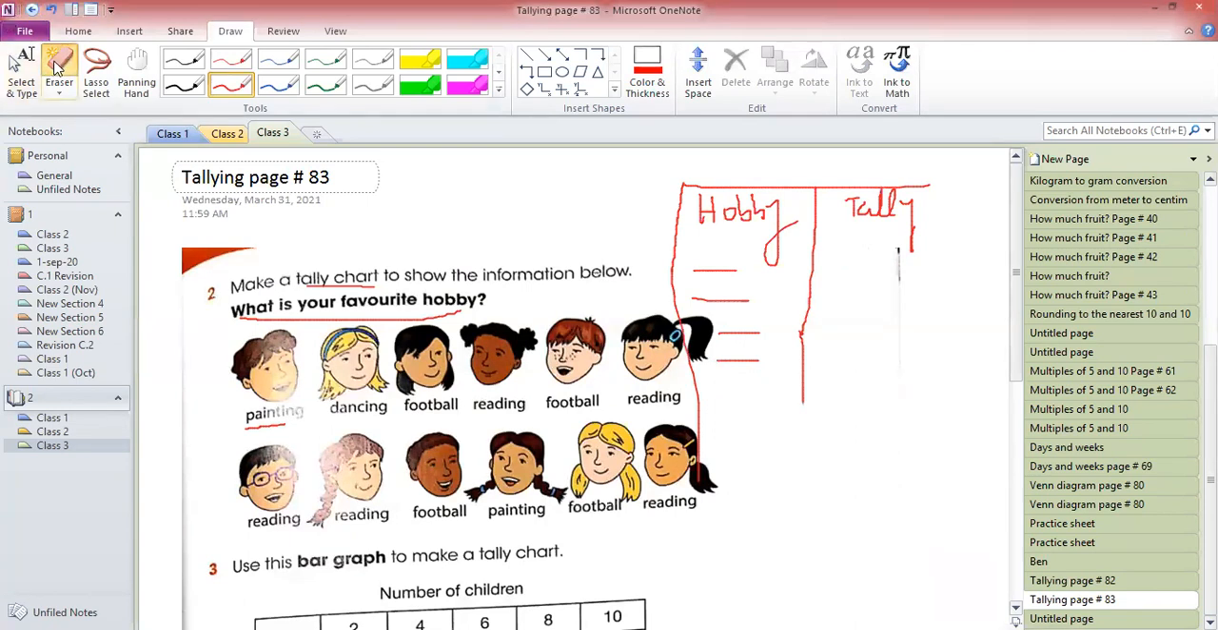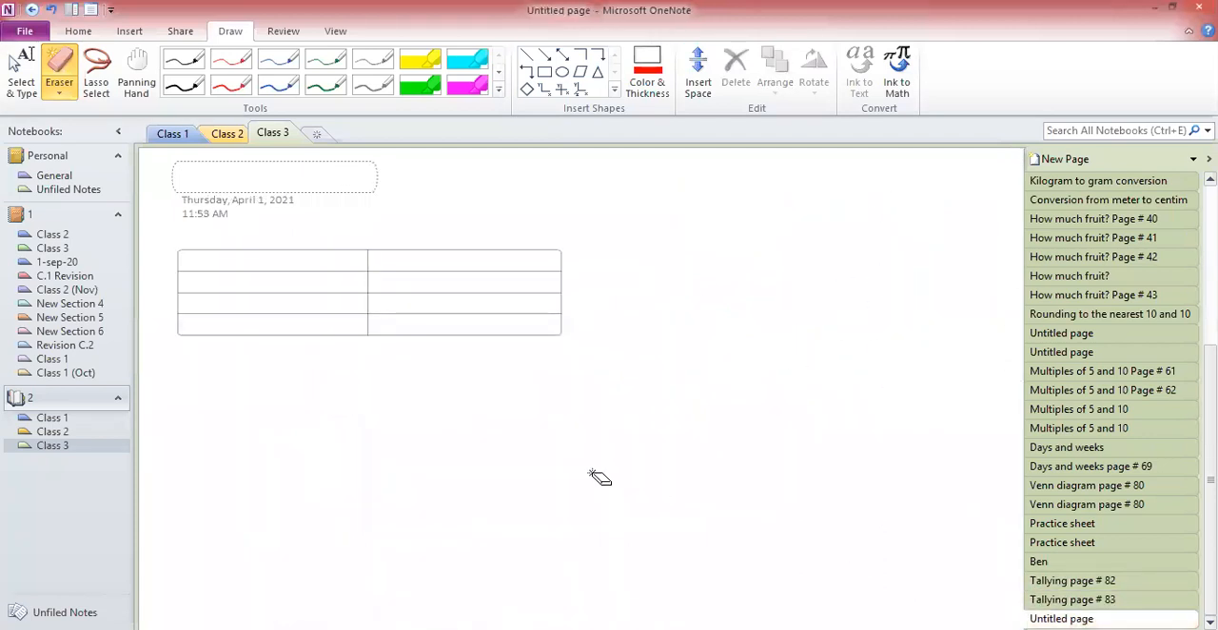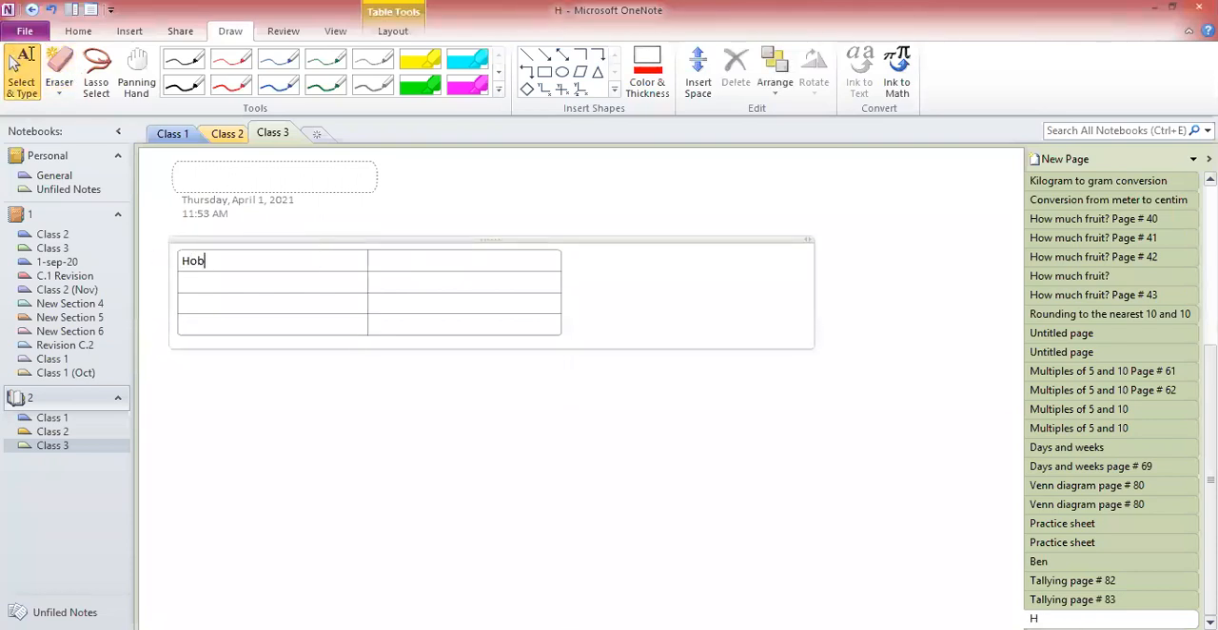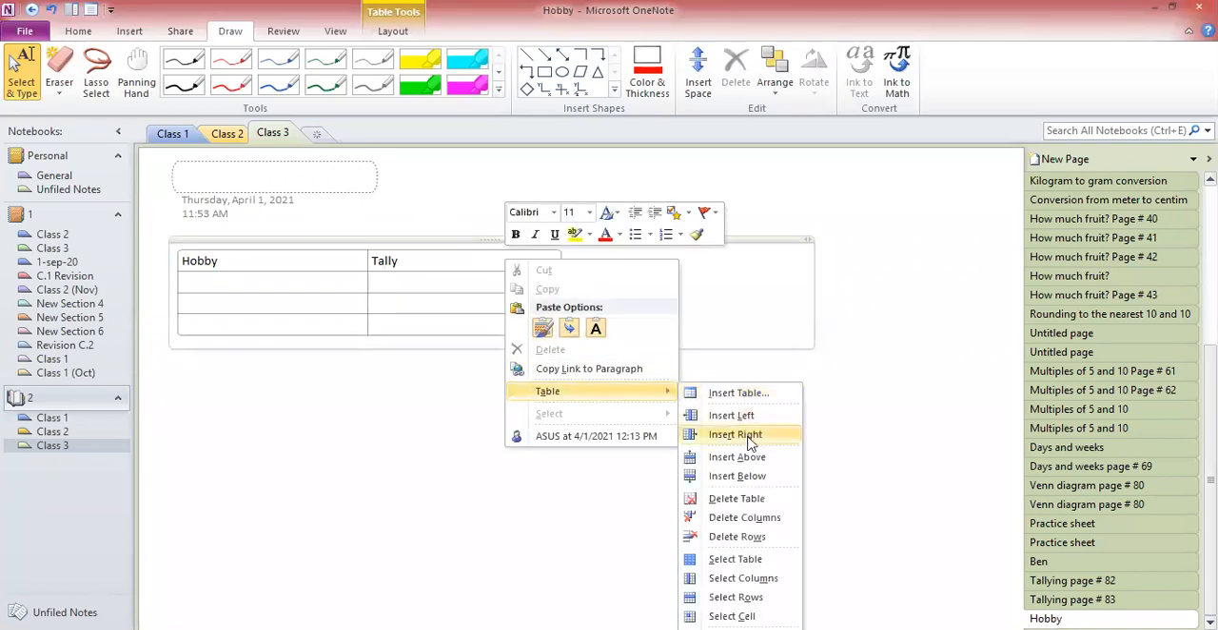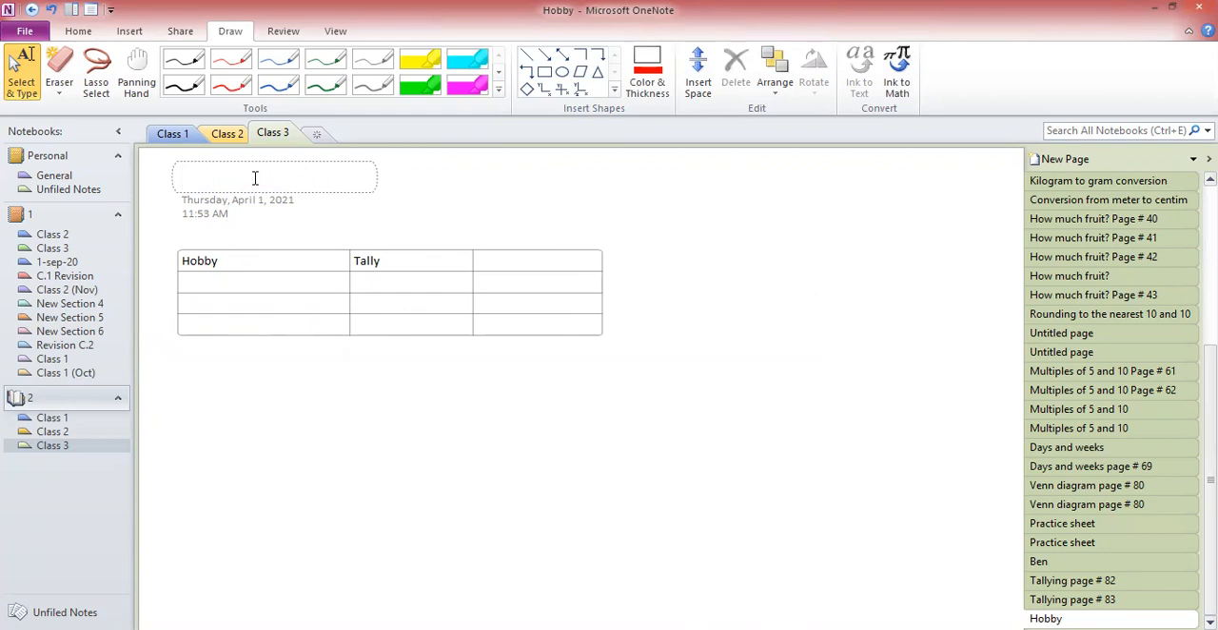Let's start on a new page so that I can show you. Look at this page, guys. Let's suppose I write hobby here, and this is tally. Guys, now take out your notebooks. We will do the work together. At least you should also write, and I will make it clear.